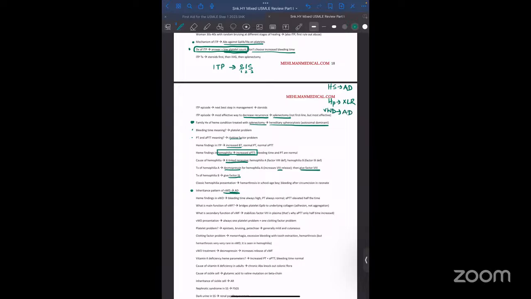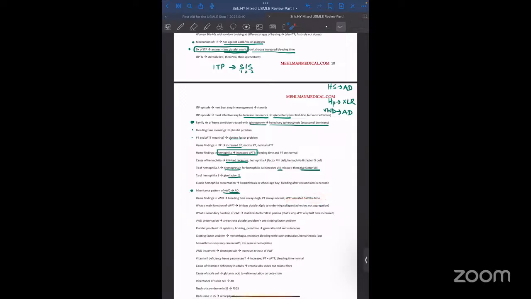So heme findings in von Willebrand disease: bleeding time is always high. PT is always normal. APTT is elevated half the time, because von Willebrand is related to factor 8, right? So again, bleeding time is always high, PT is always normal, and APTT is elevated half the time.